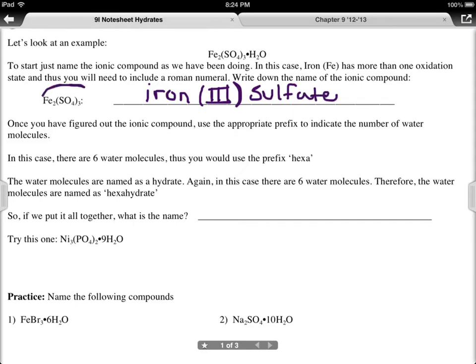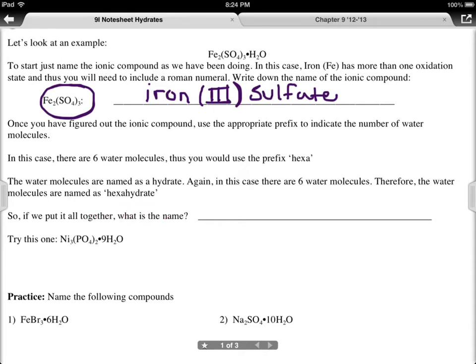So we have just successfully named this part of the hydrate. Once you've figured out the ionic compound, you're just going to use the appropriate prefix to indicate the number of water molecules. In this case, there's 6 water molecules, so we're going to use the prefix hexa. The water molecules are named as a hydrate. Again, there's 6 water molecules in this case, so the water molecules are named as hexahydrate, 6 hydrates.